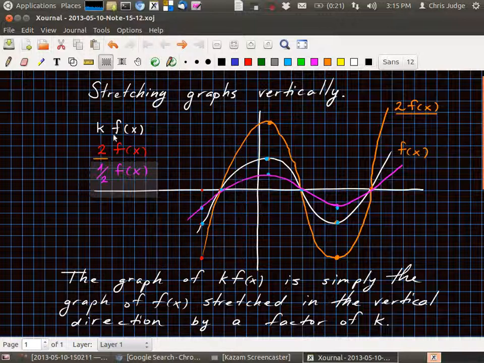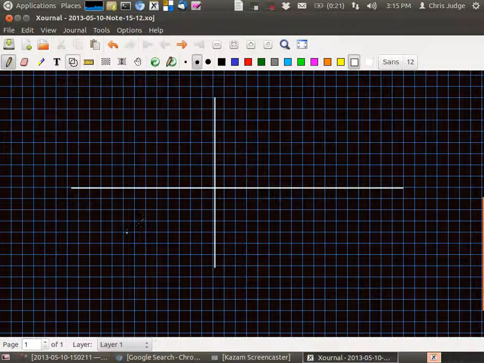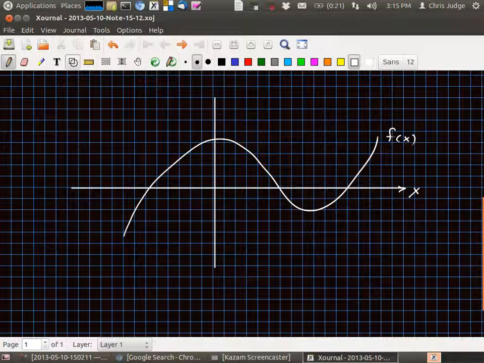Okay, what else can we do? We can also multiply f of x by a negative number. What happens if k is actually negative? For example, -2. Well, let's draw a new graph, because this one's getting a little bit busy. So here I have a function, f of x, that's going to be described by this particular graph. There's my graph. I'll call it f of x again. My x variable is the independent variable. And now I'd like to figure out, what do I do if I have -2 times f of x? What does the graph of -2f of x look like?